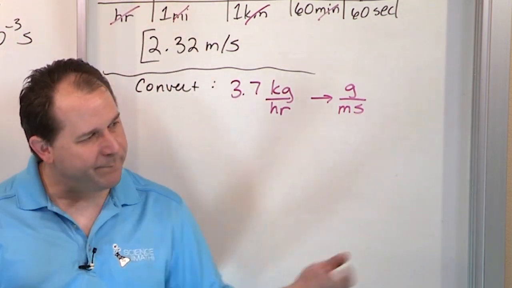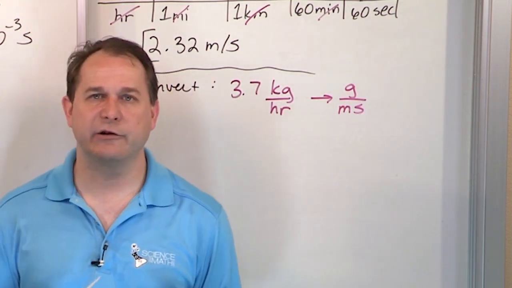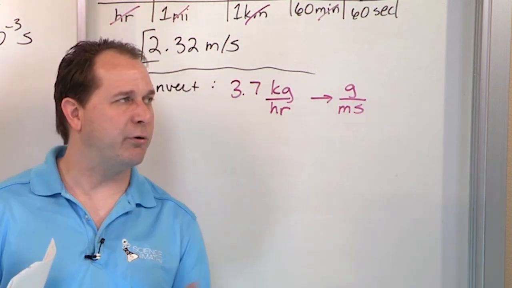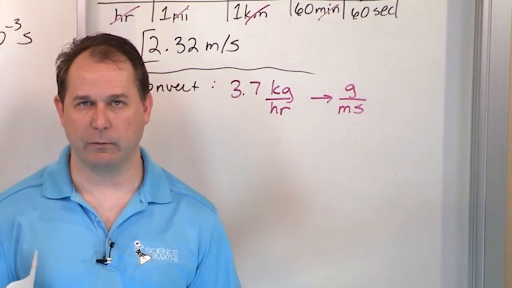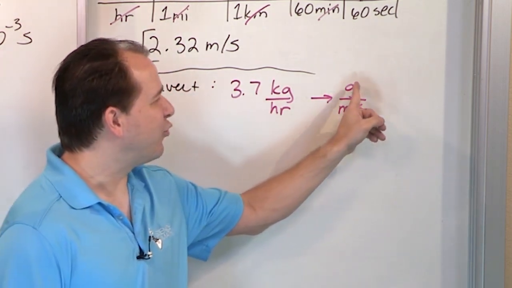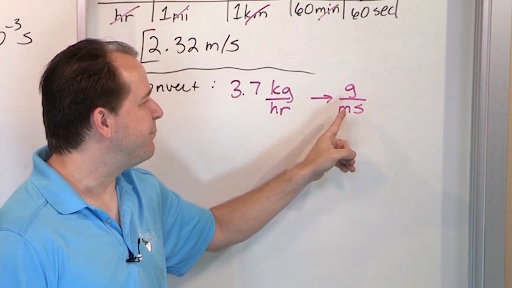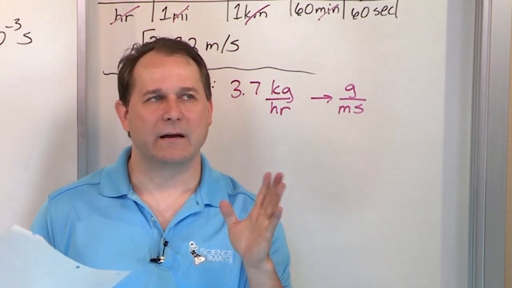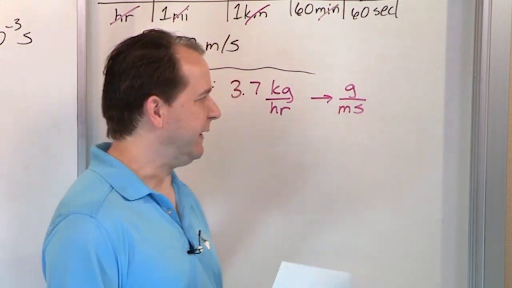So I'm pumping a big fire hose, 3.7 kilograms per hour. Actually not so big, I guess, more like a garden hose. 3.7 kilograms every hour goes into the pool. But I want to convert that to grams, which is a smaller unit, but per millisecond. That's per tiny little amount of time. How do I convert between these units?